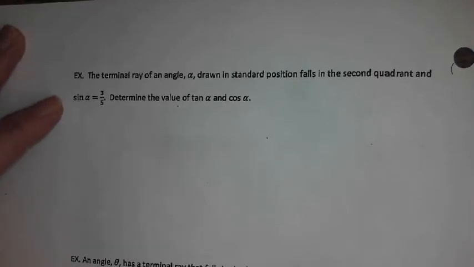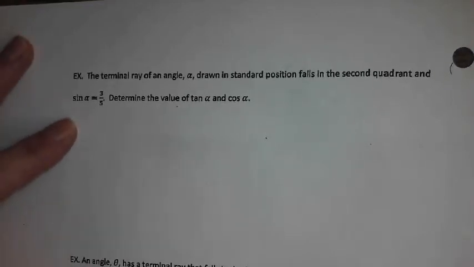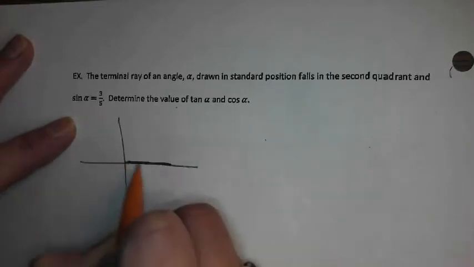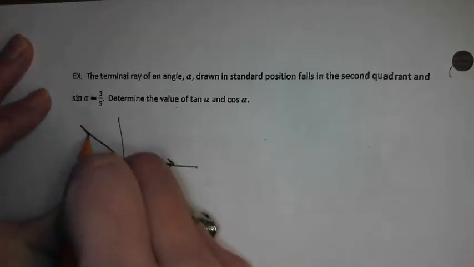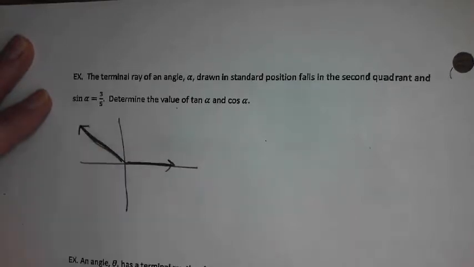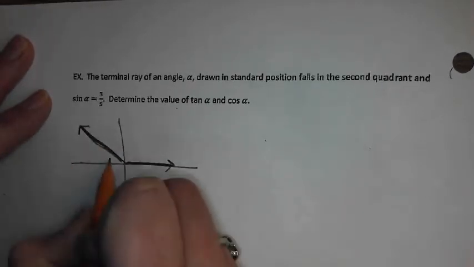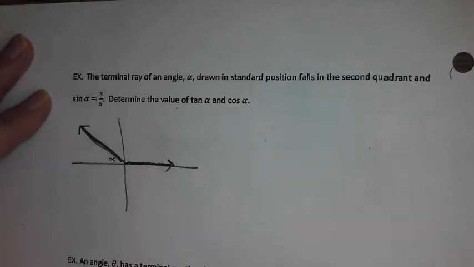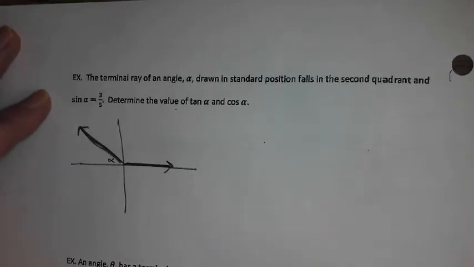Terminal ray of an angle, alpha, drawn in standard position, falls in the second quadrant. Read no further. Draw it. Second quadrant, the angle, which we always kind of label the reference, is alpha. The sine of alpha is 3/5. This is what we did yesterday.